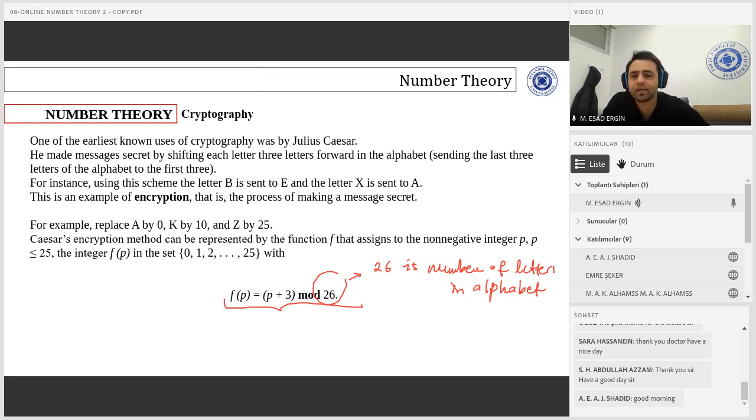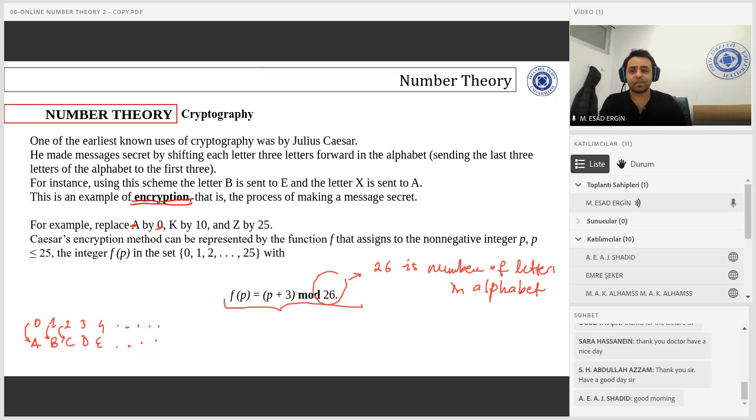So for example, replace A by 0 if you start with index 0, then 0, 1, 2, 3, 4, and it goes on, which is A, B, C, D, E, and it goes on. So here, if you see 0, it means that it is A. If you see 1, it means that it is B. If you see 2, it means it is C. So in Caesar's encryption method, here we have a specific term, which is encryption.